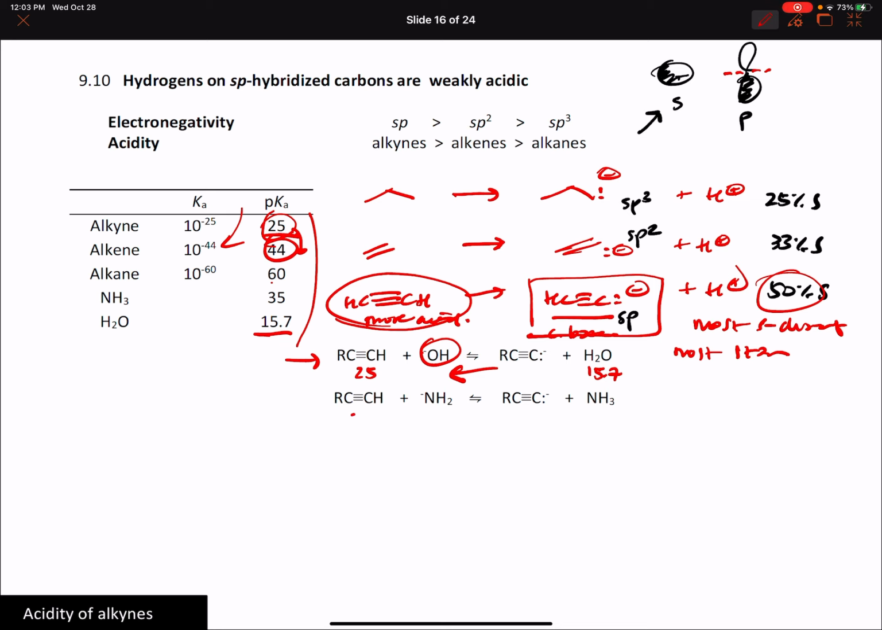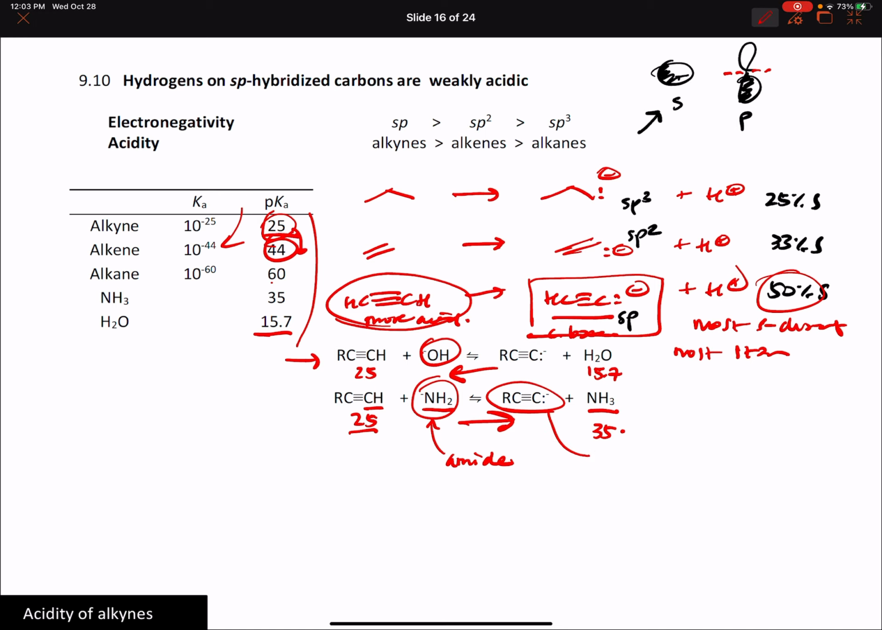Let's do this again. Here we have 25. This time we've used a stronger base. This guy is called amide, and this is ammonia, his conjugate acid. What's the pKa of ammonia? About 35. So now who's more acidic? This guy is, so this equilibrium will lie on this side. So amide is a strong enough base to deprotonate alkynes to turn them into these anions. Remember, anions are going to be nucleophilic and basic.